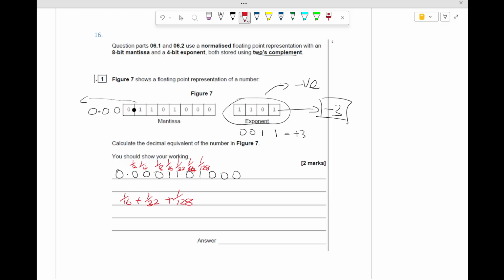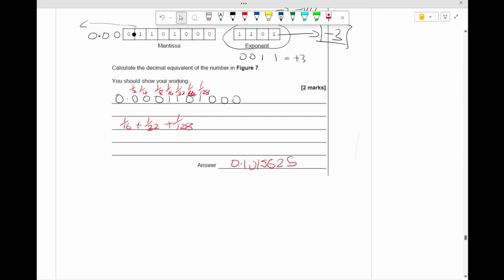So that gives you 0.101, and if you round it up, it was 5625. Let's just give the whole number. Does it say it wants it to a certain number of figures? No. So we'll just go 0.1015625. Don't know why I've gone red. Let's keep it blue. Right, okay, there we go. So that is that one done. So that's 2 marks. You can get some marks for workings out if you don't get it right.